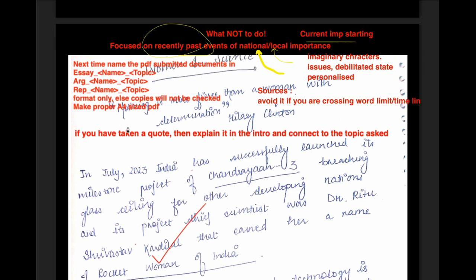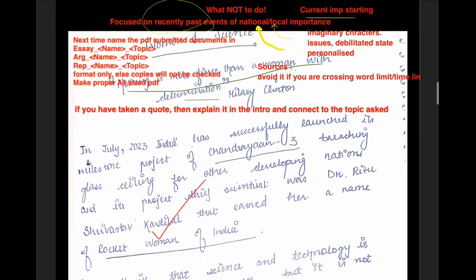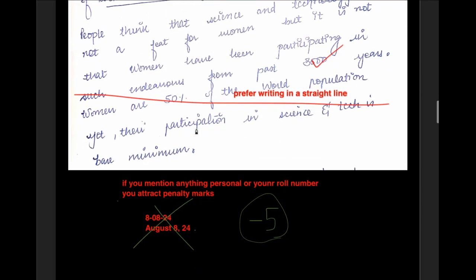So, the first thing is that this candidate, writing on woman in science, started with a quote: Nothing is more fierce than a woman with determination, Hillary Clinton. Okay, you have learnt a quotation. Good. But the very next line she starts is, in July 2023, India has successfully launched Chandrayaan 3. Now, the examiner is reading from your quote to the intro. The examiner is not thinking, okay, the quote is different, the essay is different. No. You have to write it relevant. That is the first thing.